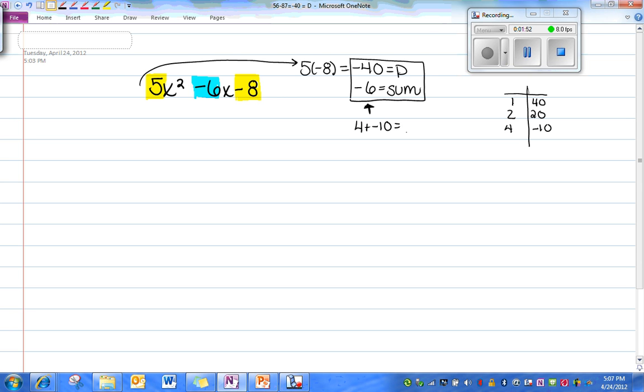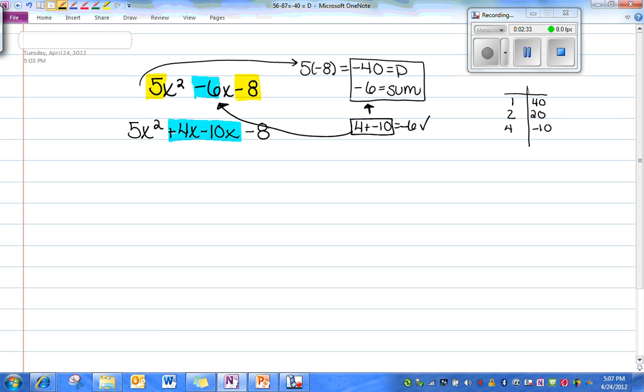negative 6. So once you've got this, you're going to take these two numbers, 4 and negative 10, and you're going to rewrite negative 6x using those two terms. So what I've got here is the first term is going to stay the same, 5x squared. And now instead of writing minus 6x, I'm going to write plus 4x minus 10x. Notice how this term, if I were to simplify it out, is still equivalent to negative 6x. And then I still have minus 8.